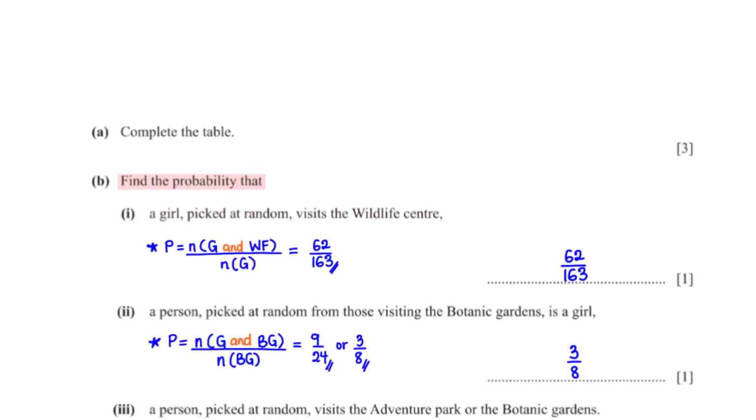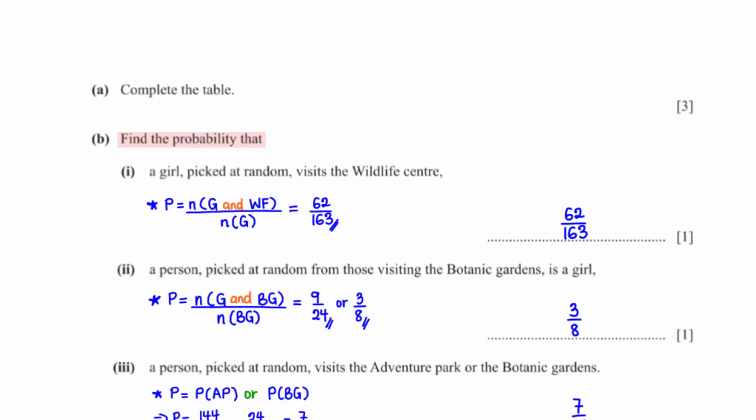Find the probability that a person picked at random from those visiting the botanic gardens is a girl. This probability is equal to the number of girls who visited the botanic gardens, which is 9, divided by the total number of people who visited the botanic gardens, which is 24. 9 over 24 can be simplified to get 3 over 8.